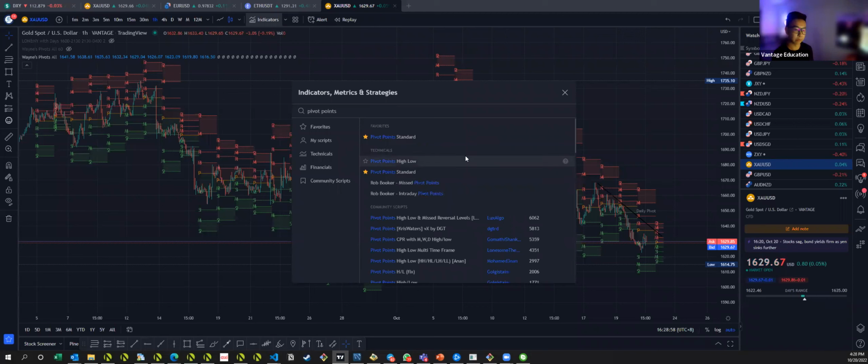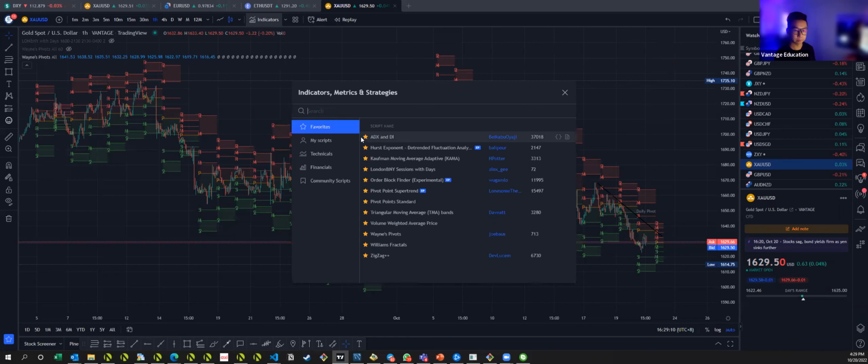Most of them are very similar to one another. It's going to be a few pips difference, but the analysis will still be the same. The one that I'm using is this particular pivot point, which is the Wayne's pivot. You can use that with the highlights of the particular areas.